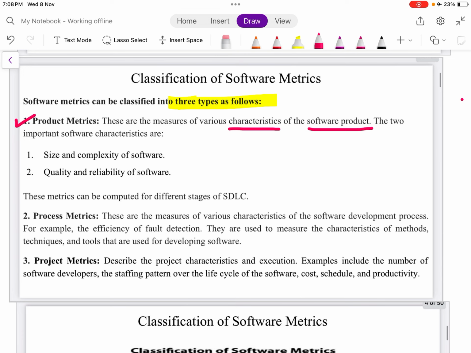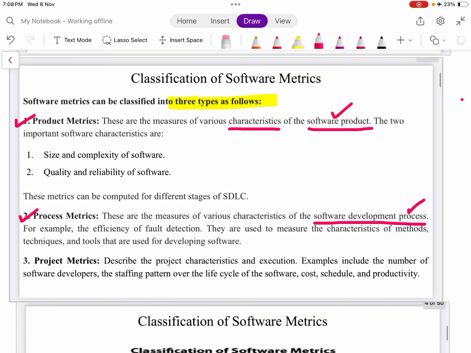Second is your process metrics. These are the measures of various characteristics of the software development process. So process metrics means development process. Product metrics means software product. For example, the efficiency of fault detection. They are used to measure the characteristics of methods, techniques and tools that are used for developing software.